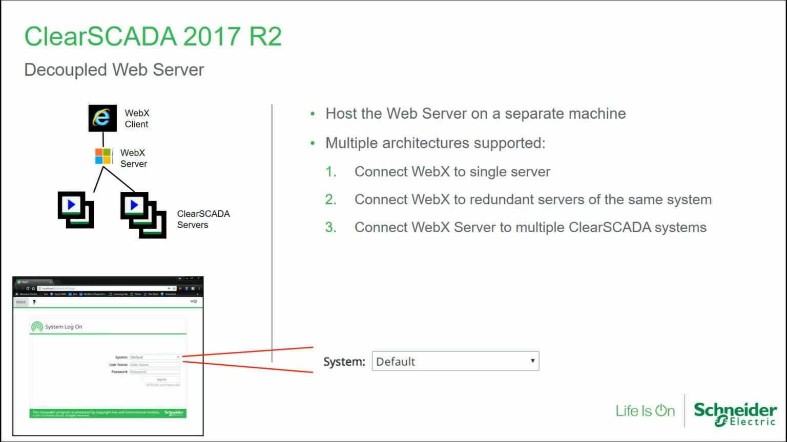The next major feature we've added is the Decoupled Web Server. ClearSCADA has hitherto required the web server to be part of the ClearSCADA server itself, and this limited architectures in terms of redundancy and the ability to support multiple systems. Now we have an independent WebX server based on IIS, which can connect to redundant servers and to multiple servers, and when a user logs on they get the choice now of which system they wish to connect to.